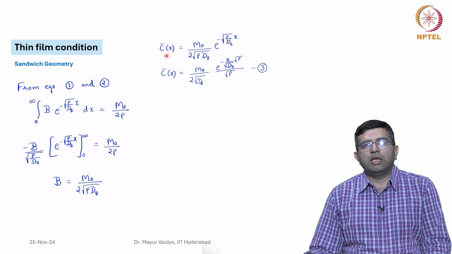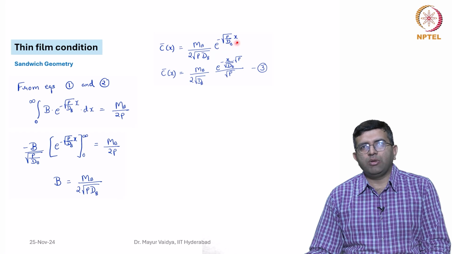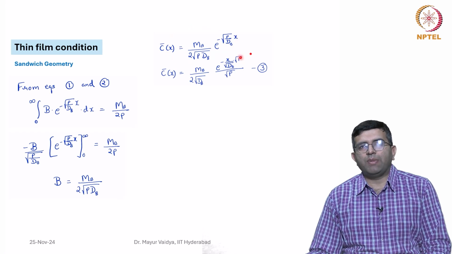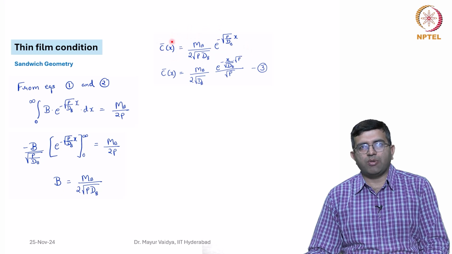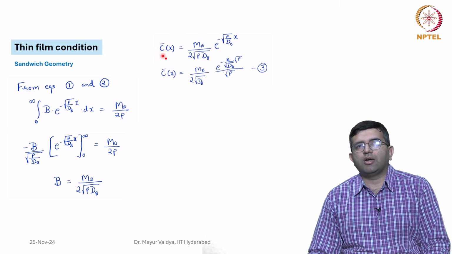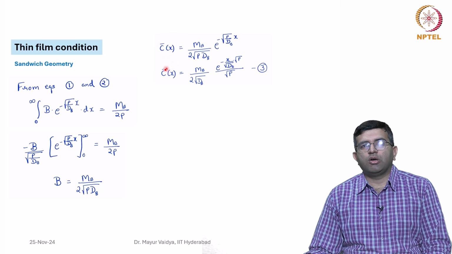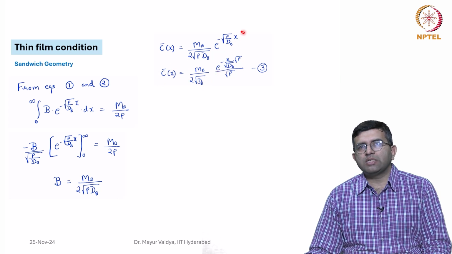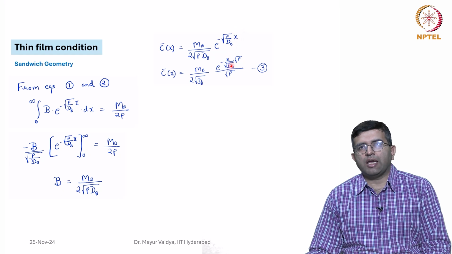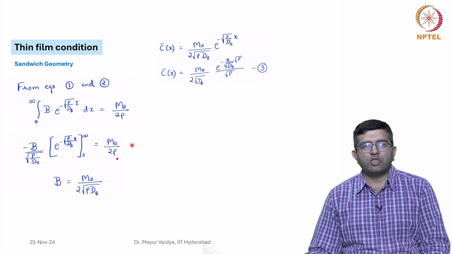Now if I put this in, C bar of x is equal to M_B by 2 root p D_B times e power minus root p by D_B into x. Remember that I have only solved for C bar, so how do I come to C? Just rearranging this a little more, I write C bar of x as M_B by 2 root D_B times e power minus x by root D_B times root p, divided by root p. Just a rearrangement.